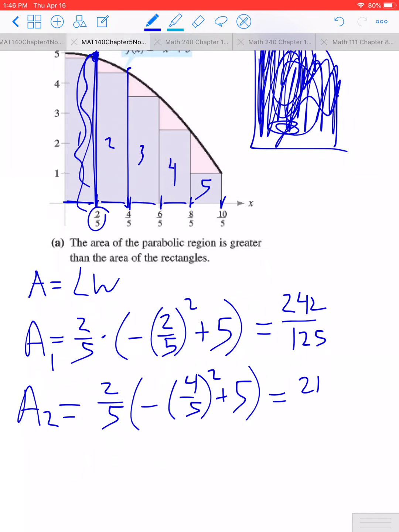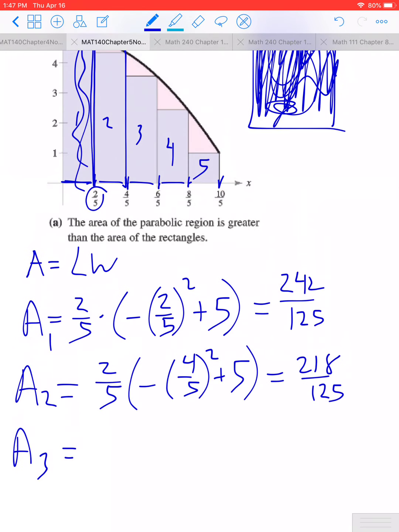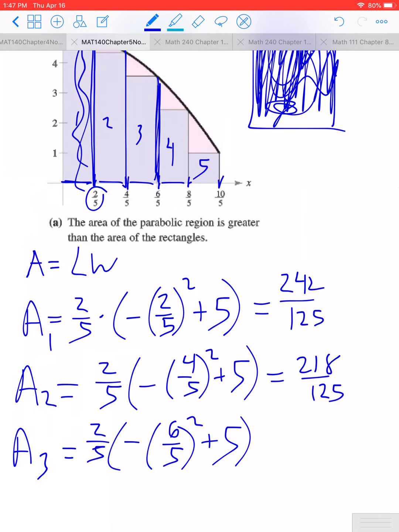That would be 218 over 125. For the third rectangle, it would have a width equal to the value I would get if I plug 6/5 into the function. So it would be 2/5 times the negative of 6/5 squared plus 5. That's going to be 178 over 125.